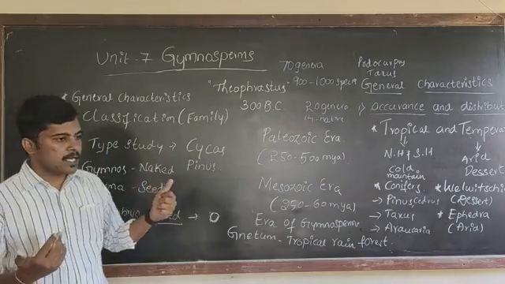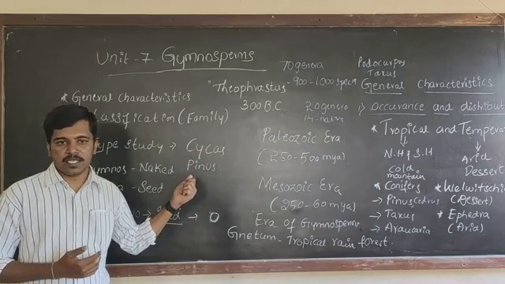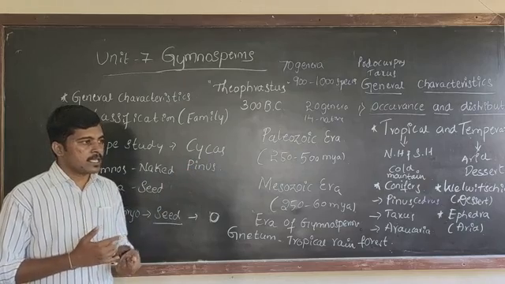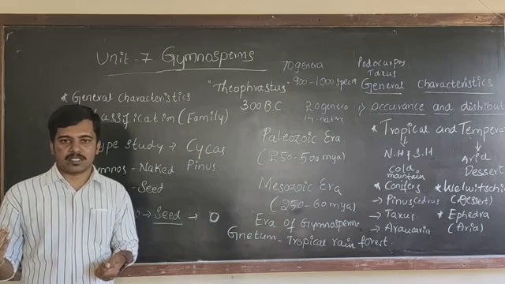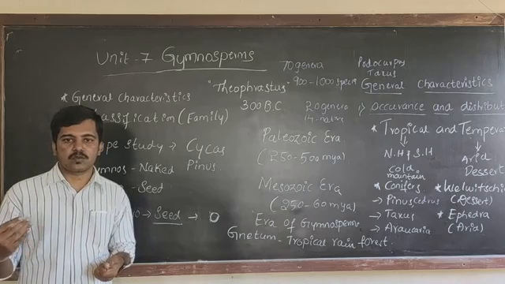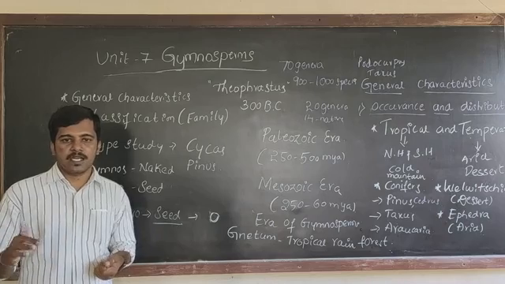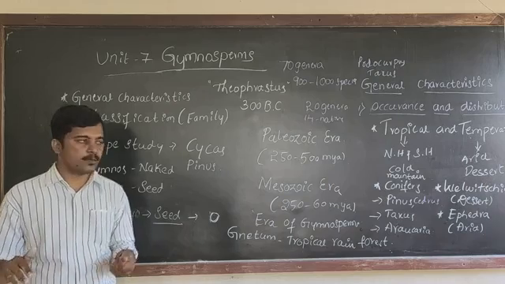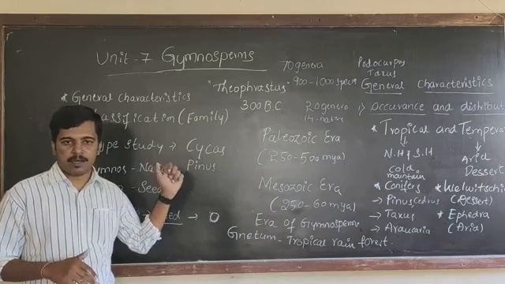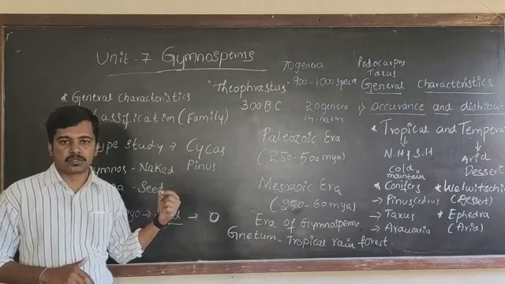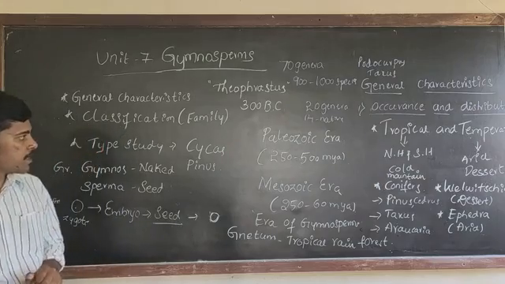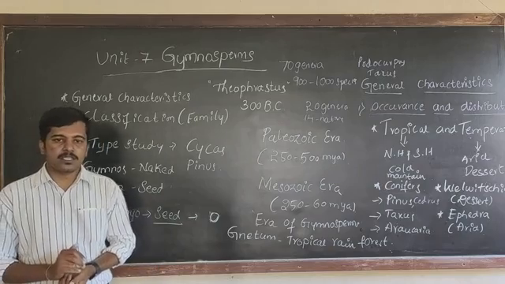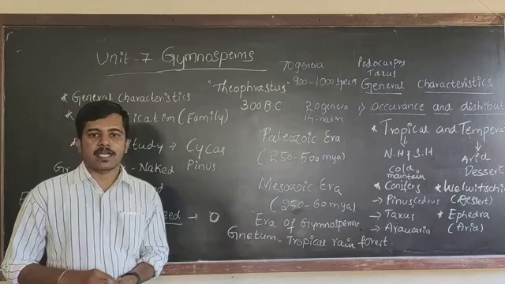If you look at the lower group of plants, the cryptogams like algae, bryophytes, pteridophytes, and fungi, the plant body is known as a thallus. It is not differentiated into root, stem, and leaves. Instead, the plant body is flat, so it is known as a thalloid plant body. But in gymnosperms, the plant body is well differentiated into roots, stems, and leaves. Looking at the roots, the root system in gymnosperms is a taproot system.